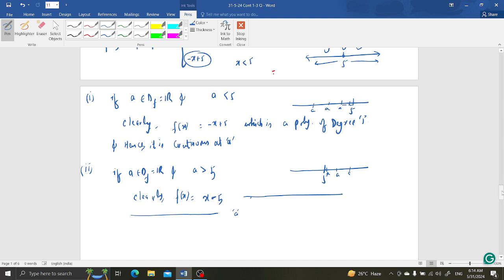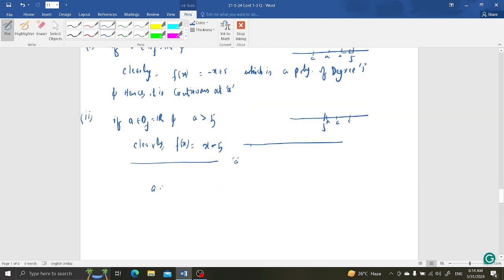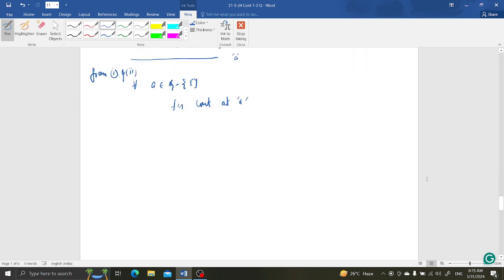So here we prove that for all a belongs to R minus 5, according to the first and second, first is this one, second is this one, from first and second, we prove that for all a belongs to R minus 5, f is continuous at a. Now the main task is to prove the continuity at 5. Now the third task.